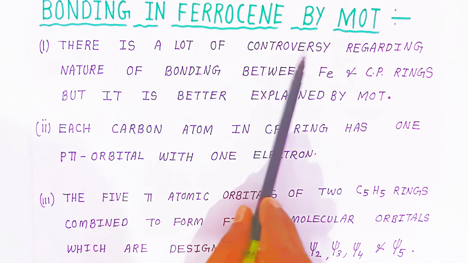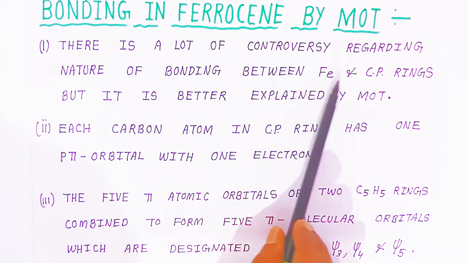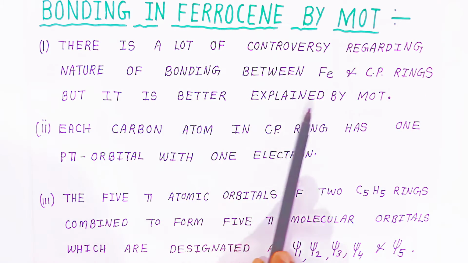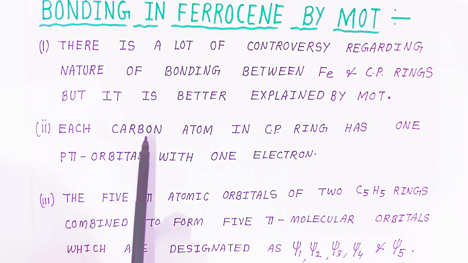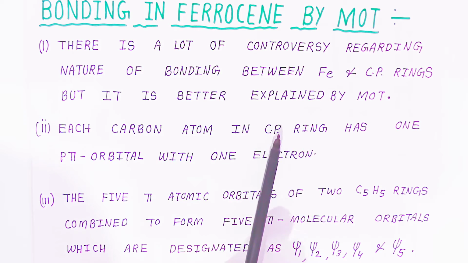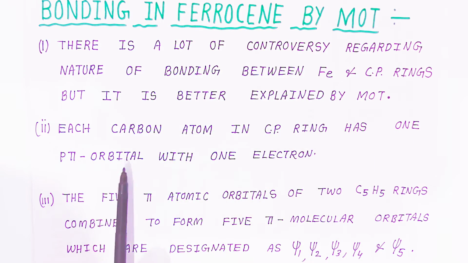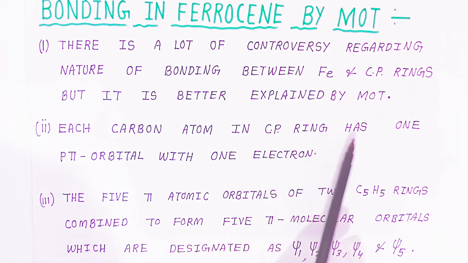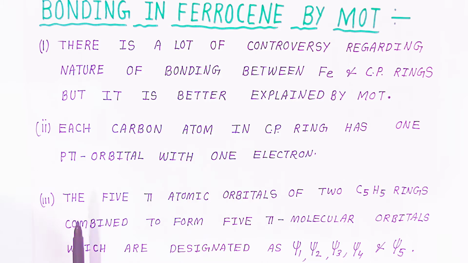There is a lot of controversy regarding the nature of bonding between iron and the CP ring, but it is better explained by MOT theory. Each carbon atom in the CP ring, CP means cyclopentadienyl ring, has one p pi orbital with 1 electron. The 5 pi atomic orbitals of the cyclopentadienyl ring combine to form 5 molecular orbitals, which are designated by psi1, psi2, psi3, psi4, psi5. These are the molecular orbitals of the cyclopentadienyl ring. Understanding students?